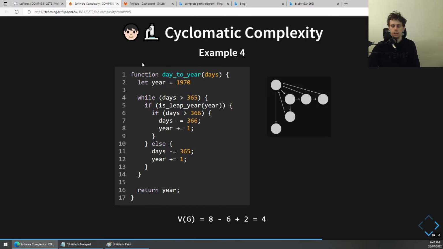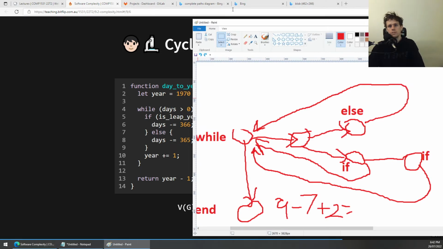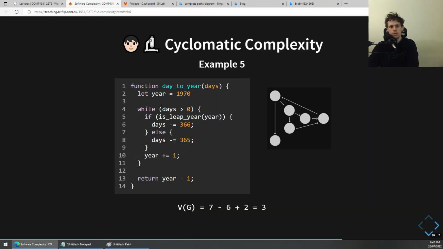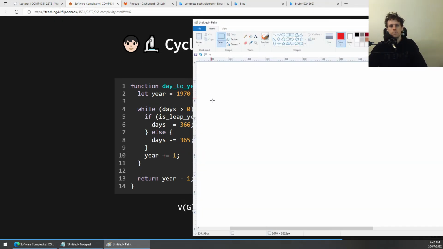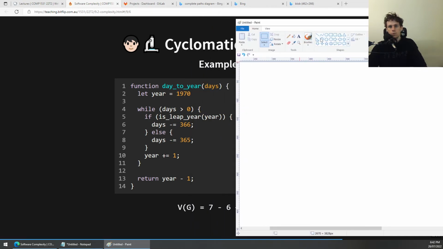Sorry for my poor drawing, and maybe let's just do one more that conveys the point. We'll pull this back up. So similar program here. Might make this smaller again just so you can see the rest of the code. So what we're going to do in this case, let's try and draw this one a bit more compact.